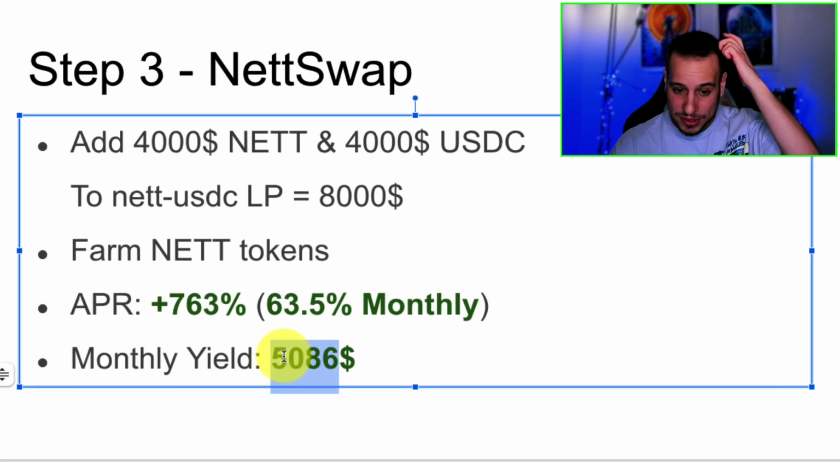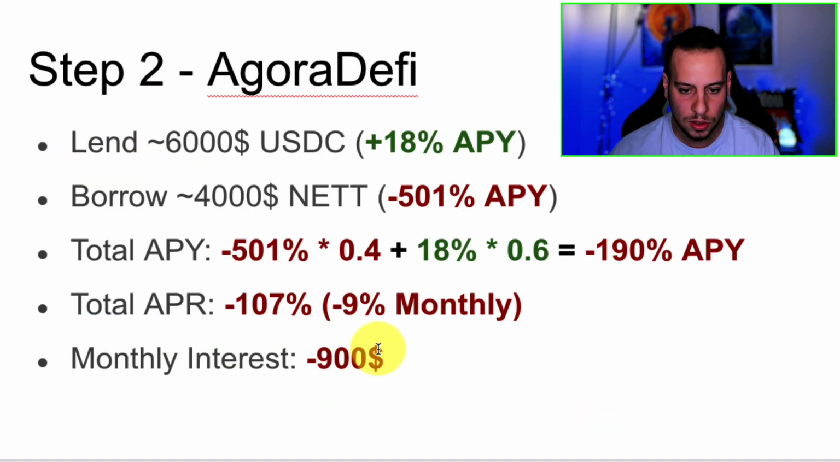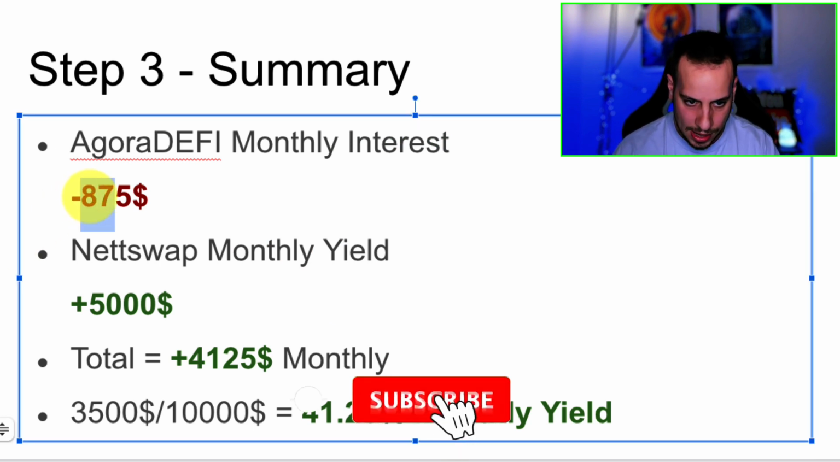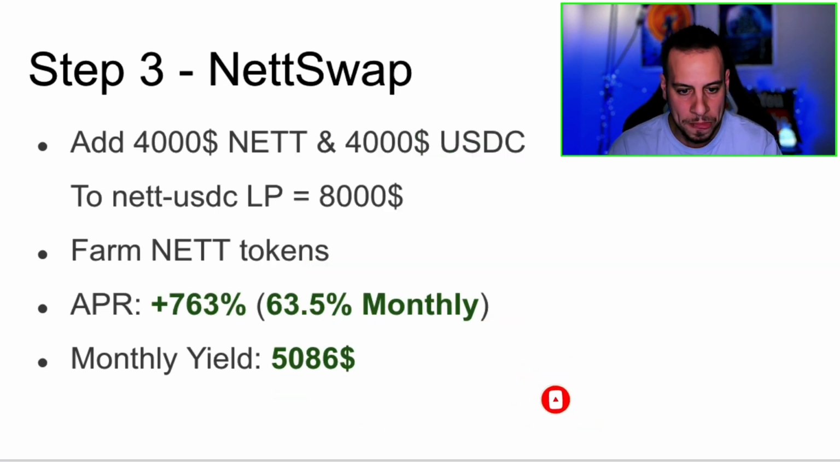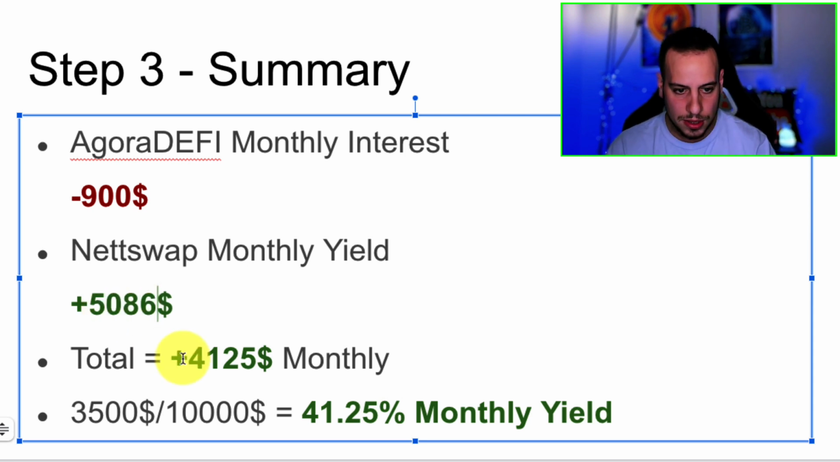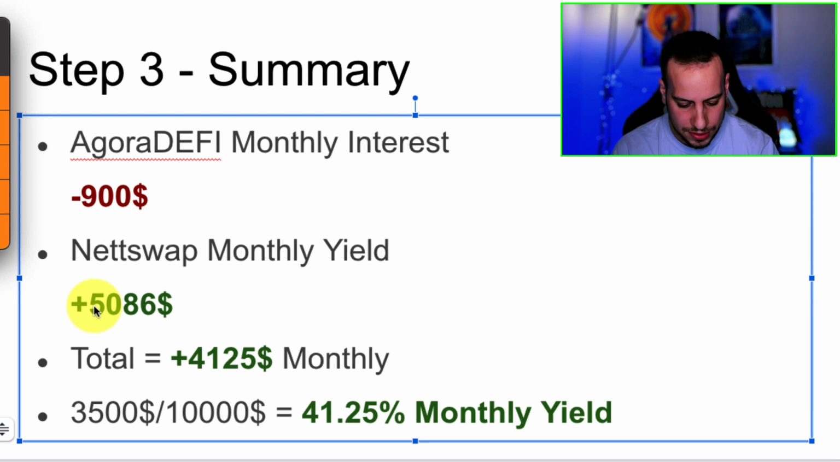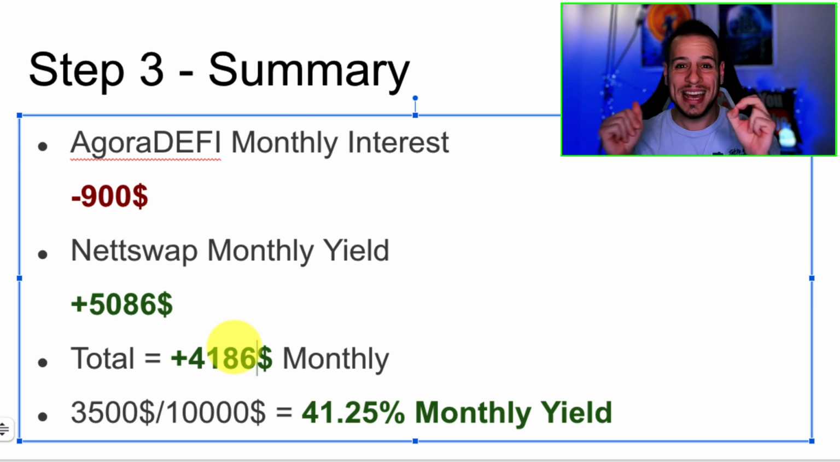Okay, so this is the summary. We're gonna earn $5,086. And now if you want to summarize everything, so in AgoraDefi we're losing here $900. All right, $900. This is what we are losing in AgoraDefi because we take Net tokens and we need to pay interest. But on NetSwap, we earn $5,086 every month. So if we try to combine this number, let's see, 5,086 minus 900. This is $4,086 every month on your $10,000.